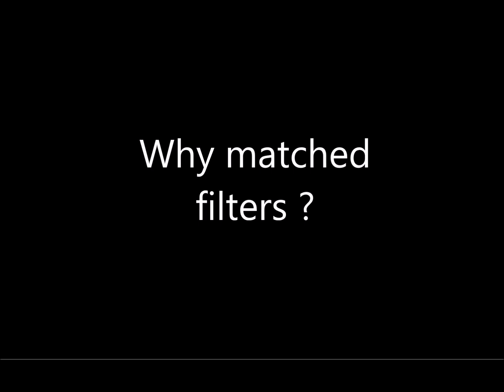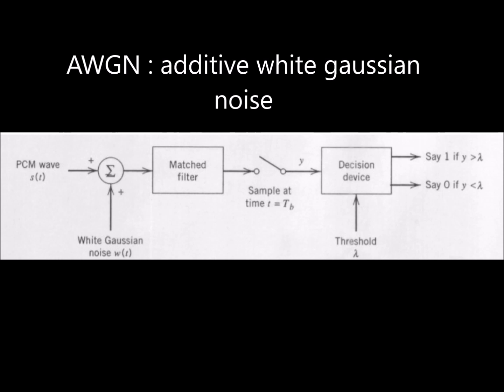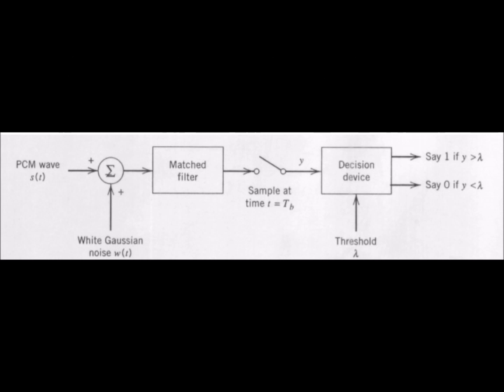A filter is a system or a process used to remove unwanted components from a signal. This process is called filtering the signal. At the receiver, the received signal S of t is being added with the noise component N of t as shown in the figure. In our case, the noise is AWGN, which means additive white Gaussian noise. This type of noise has uniform power across all the frequency band of the signal.